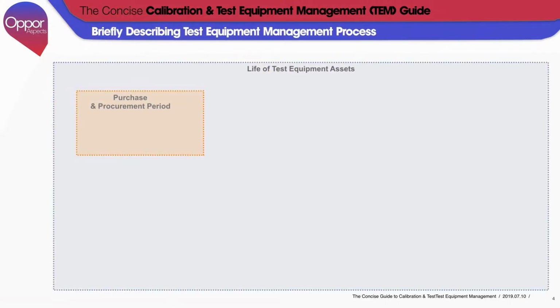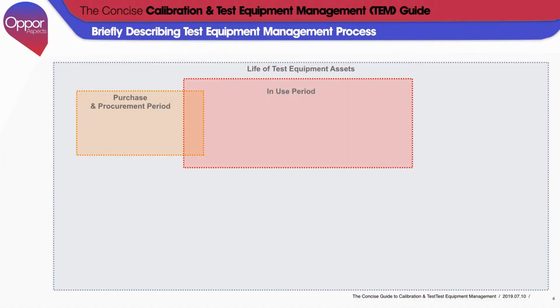So you have the main life of the item, which is the big grey box that is bordered with grey dots, and then you have the first period, which is purchase and procurement period. You then have a second period, which is the in-use period, and then you have the removal and out of use of the item. Now, as you can see, these all flow into one another or over one another, the main part being the red, which is the in-use period.